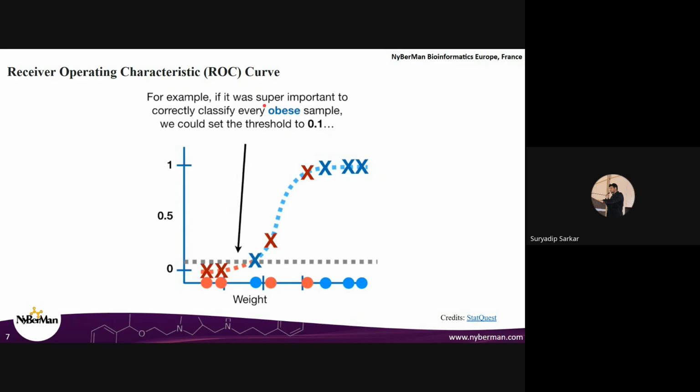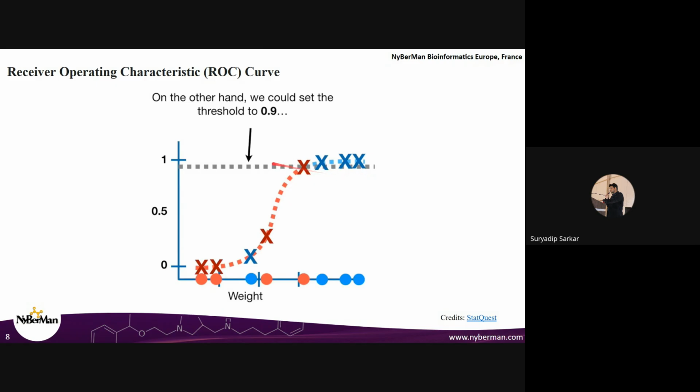Suppose it was very important for us to correctly classify every obese sample. Suppose it is very important that I don't miss any obese people. I have to classify all of them correctly. We could ideally set a threshold of 0.1. In this case, although we are misclassifying some people, at least all the obese people are classified correctly. On the other hand, if we set the threshold to 0.9, we are misclassifying some obese people, yes, but on the other end we are correctly classifying all the non-obese people.